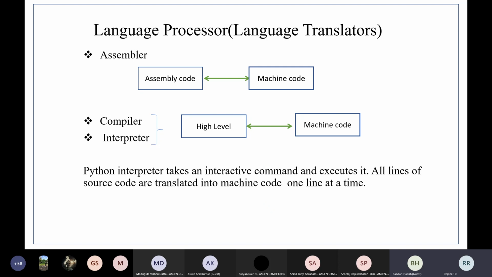We know that Python is a high-level language, so we need a translator, compiler or interpreter. We need an interpreter as the translator because Python is a high-level language. But the main defect of an interpreter is that the source code is translated into machine code one line at a time. That is the main defect.